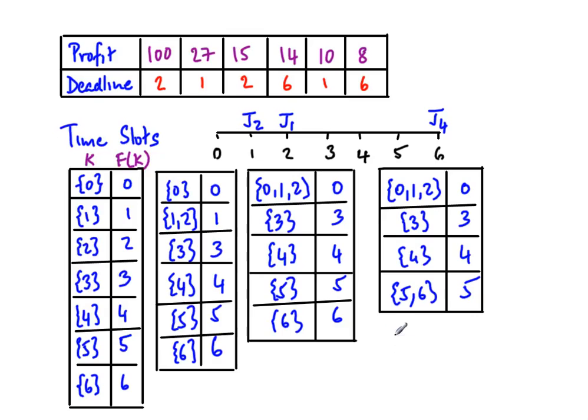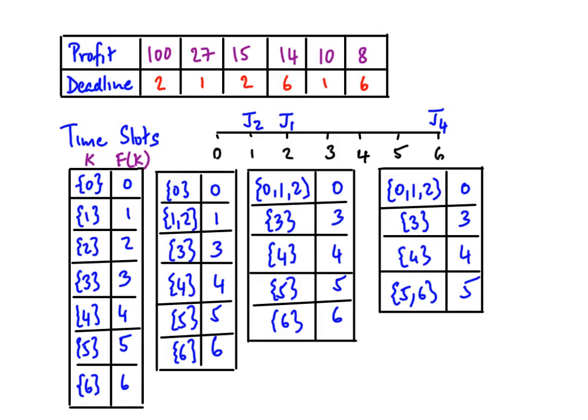So we now look at d of 5. d of 5 is 1, but 1 belongs to {0, 1, 2} and f gives me 0. So this job is not feasible and we skip it.